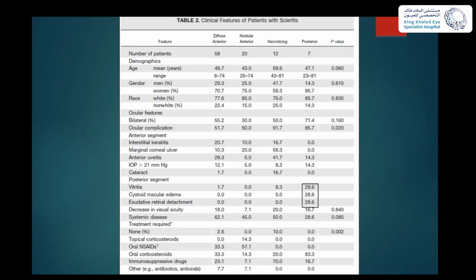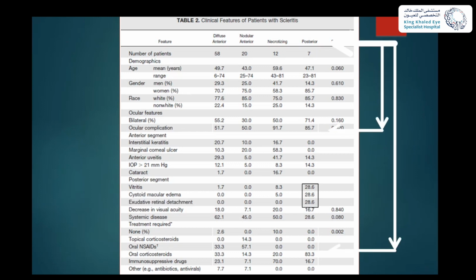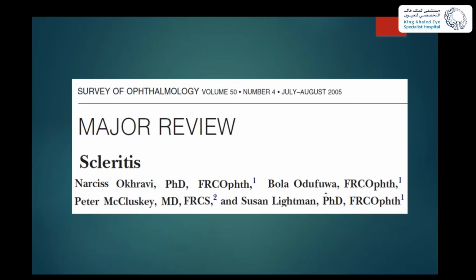This is another famous study in the field of scleritis, by Jabs and associates. They looked at the disease and its laterality, and found that diffuse anterior scleritis is the most common. Posterior scleritis is more destructive, and immune suppression is needed in most necrotizing and posterior scleritis. It is more common in females. This is again a major review about scleritis; you can go back to it.